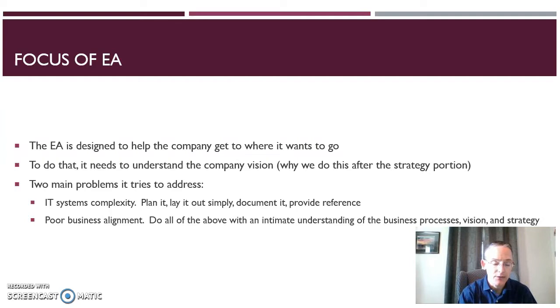In order to do that, you need to understand the company vision. So you do this after the strategy portion. We've already talked about strategy for the business early on. Now we're going to talk about how we translate that into EA.